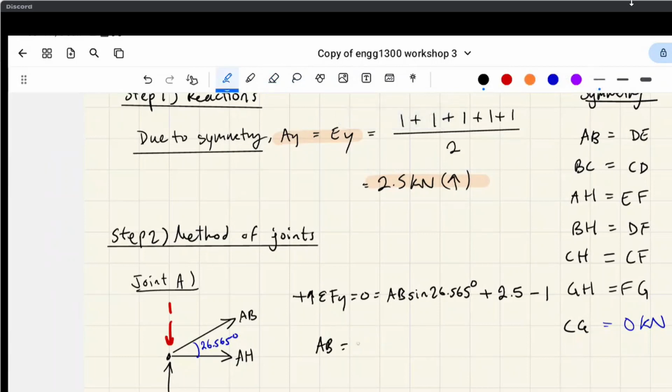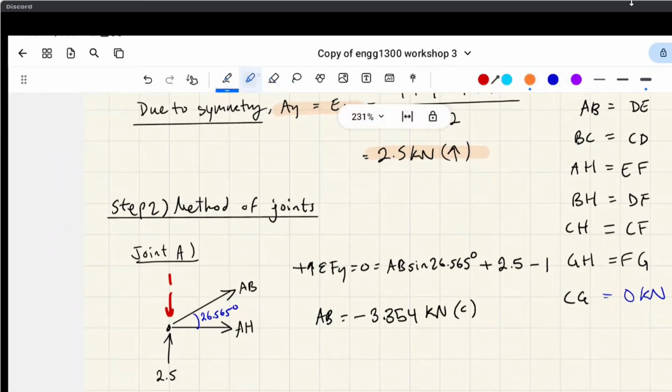So AB is equal to -3.354 kilonewtons in compression, right? The reason I call it compression is that whenever you get a negative number using our tension-positive convention, it just means your member's actually in compression. We're just going to keep drawing the arrow facing away from the joint, even for the next part, and just write a negative magnitude, because this way you'll never get the maths wrong, right?